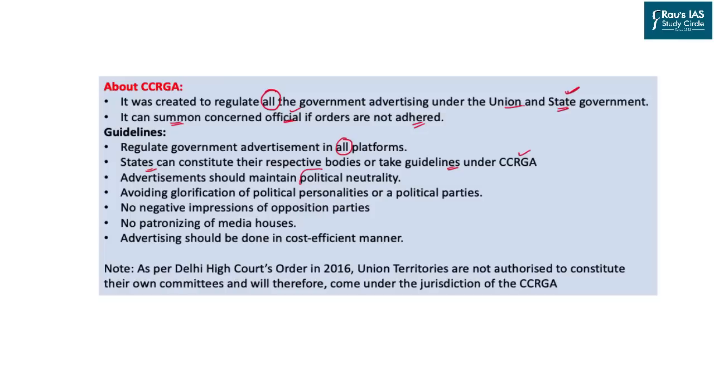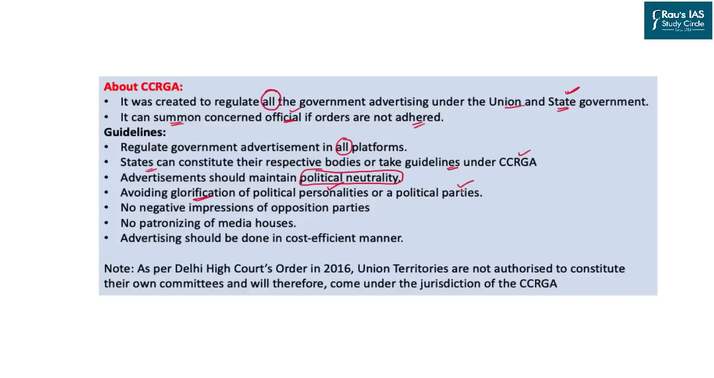Advertisements should maintain political neutrality. So the advertisement published by the government through taxpayers' money should not have any political ideologies or any political agenda. It should be politically neutral. Secondly, they should not glorify any political personality, including the Chief Minister or Prime Minister, or any political parties. As you must have seen, if you go through a particular advertisement given by the government, you will not find mention of any political party like Congress, BJP, BSP or Aam Aadmi Party. So these parties are not mentioned in the advertisement.